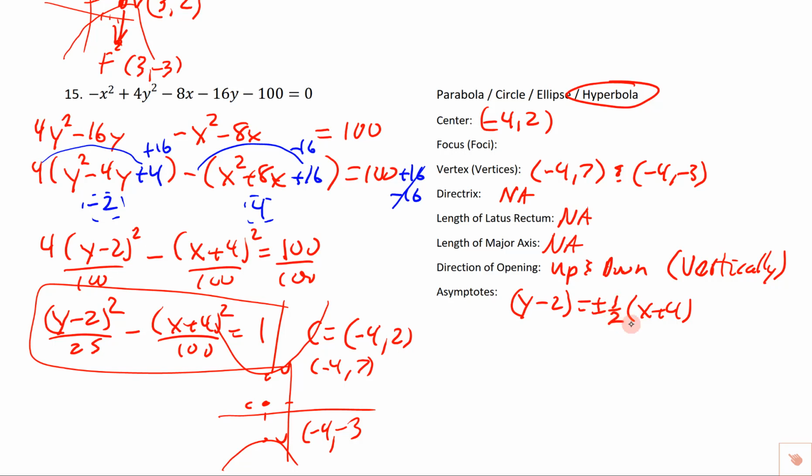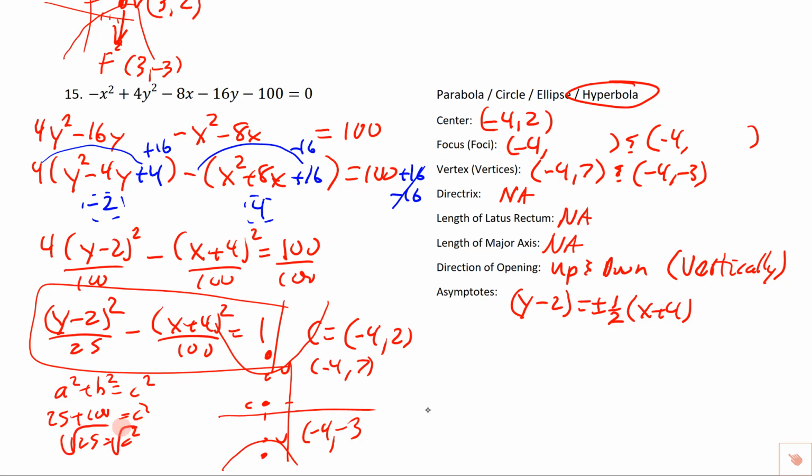And then the only other thing that we need to worry about is going to be the foci. The foci are going to be inside the curved part of the conic section, so they're going to have the same x-coordinate, we're just changing the y-coordinate. So this is going to be negative 4 comma something, and negative 4 comma something. We just need to figure out how far we're going to go. Remember, it's going to be the two of these added together, so a squared plus b squared equals c squared. So this is going to be 25 plus 100 equals c squared. That means we've got 125 for c squared, so we take the square root. The square root of 125 is 5 radical 5.